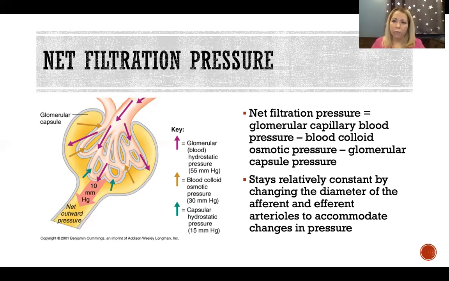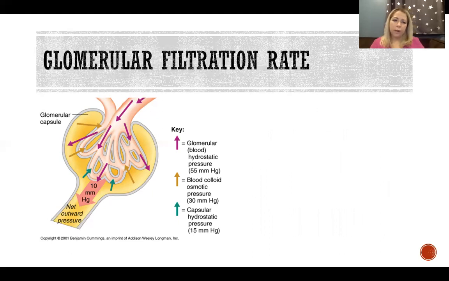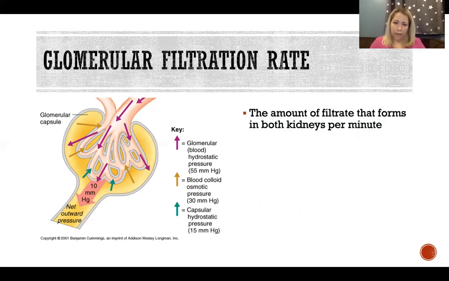So that's how we regulate net filtration pressure, by regulating blood pressure in the glomerulus. Glomerular filtration rate is the amount of filtrate that forms in both kidneys per minute. So our rate of forming glomerular filtrate. So we want GFR to remain constant. It will fluctuate a little bit depending on different exposures and things.